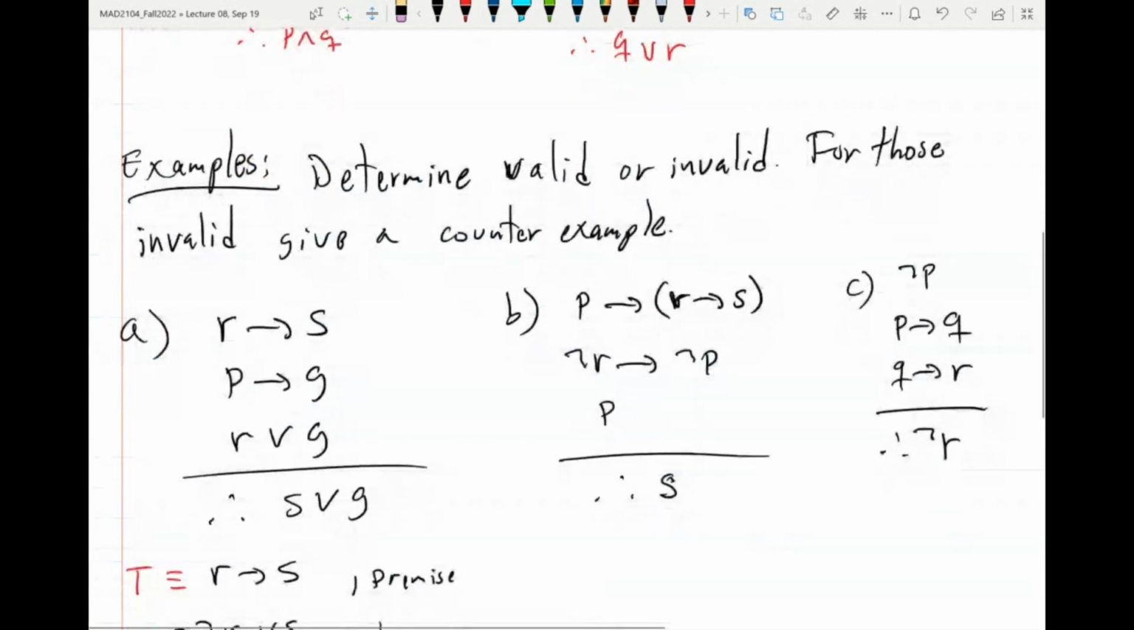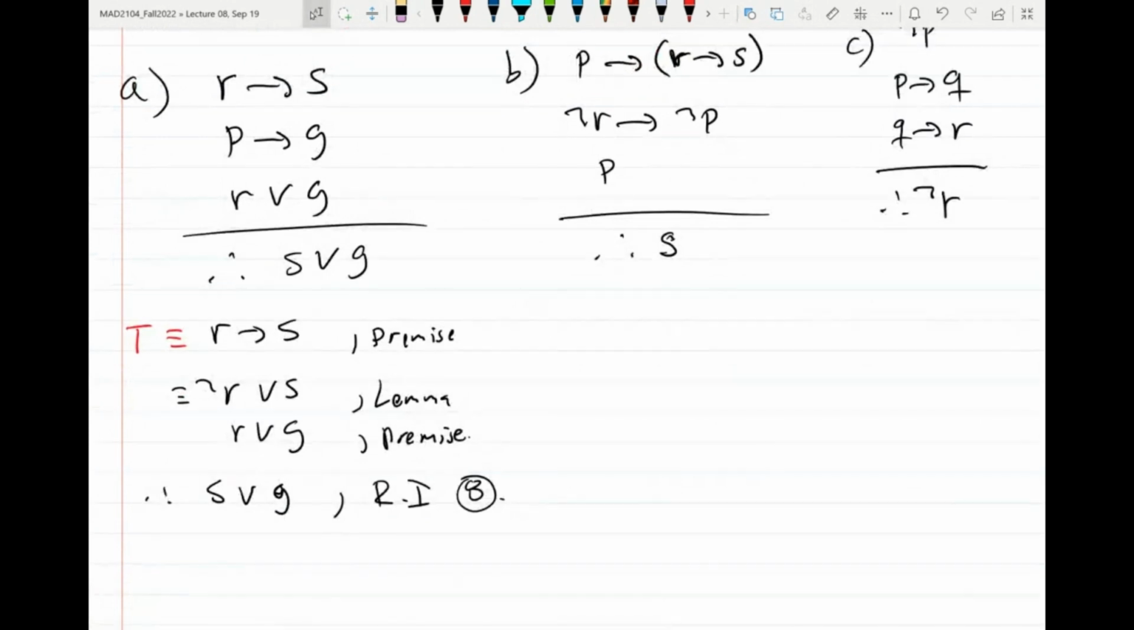So we have that, and then we managed to obtain these two statements, and therefore using rule of inference number A, we can deduce S or G because the R's cancel. Now, yes. Why do we ignore the P and the G? Very good. Now I'm going to get to that.